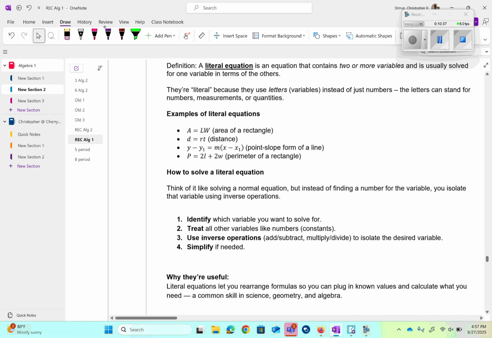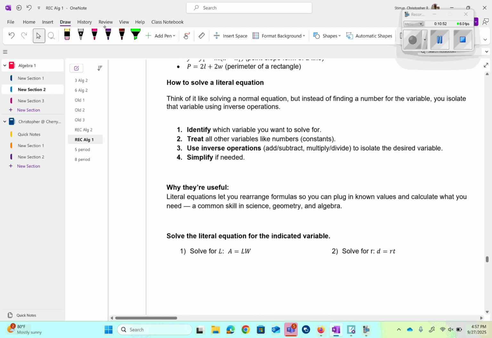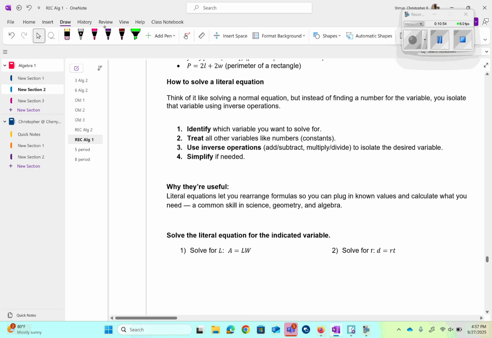So you want to make sure you identify what letter they want us to solve for. Treat all the other variables like numbers. Those are constants. Use inverse operations such as add or subtract, multiply or divide to isolate the desired variable and simplify if needed. Okay. Why are they useful? Literal equations let you rearrange formulas so you can plug in known values to calculate what you need. It's common in science and geometry and algebra.